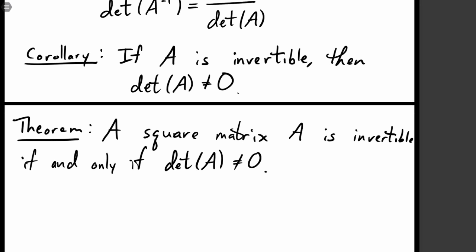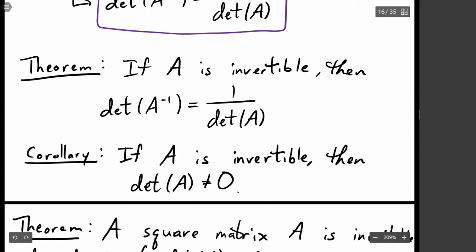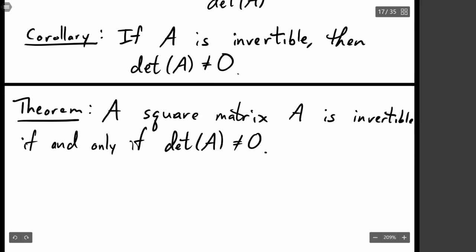All right. So I'll let you think about how the backwards direction of this proof goes. What we wrote up here and this corollary kind of shows us that forward direction. If it's invertible, the determinant's not 0. How about the other way? If the determinant's not 0, then it has to be invertible. How do you show that? I'll let you think about that one.